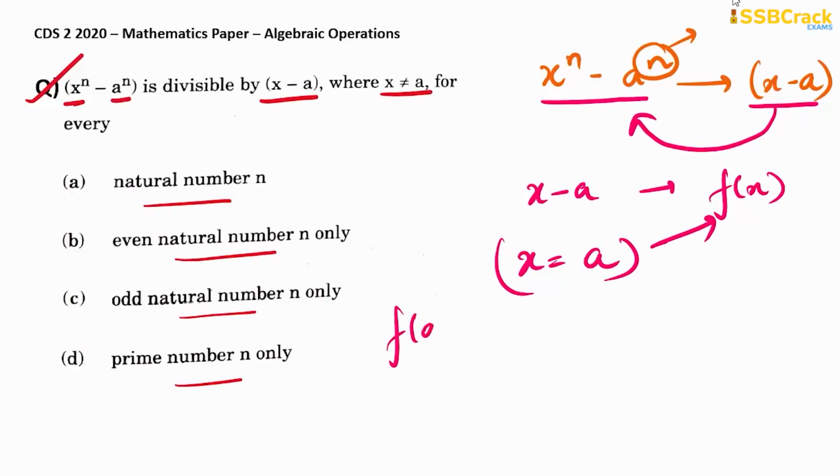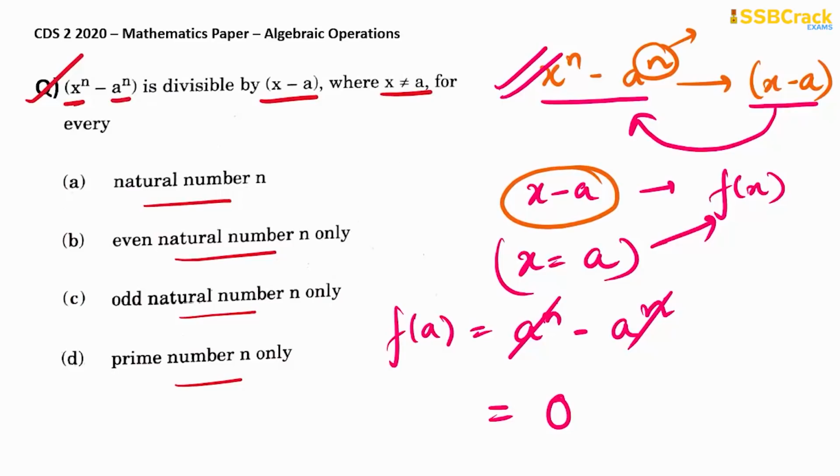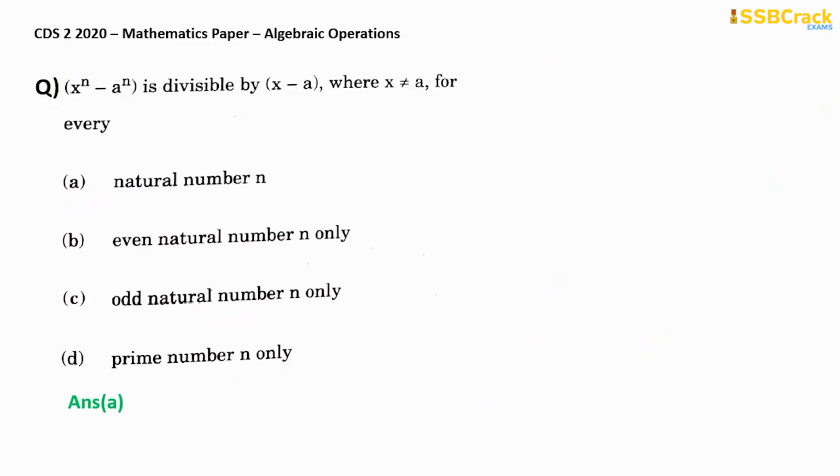So f of a will be equal to a to the power n minus a to the power n. By using this statement, we can see that this cancels and it gives 0 as the answer. So it means that x minus a will be a factor of x to the power n minus a to the power n irrespective of the values of n. It will be applicable for all the values of n. Hence the answer for this question should be n can be any natural number. Let's check. So yes, option A is correct.